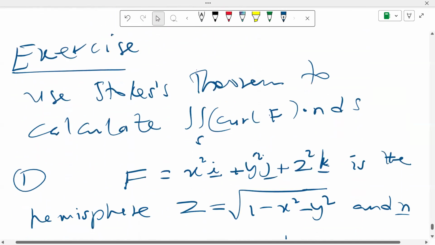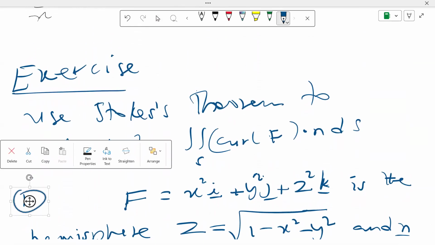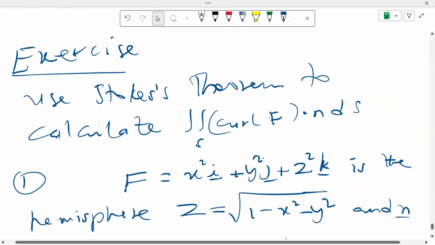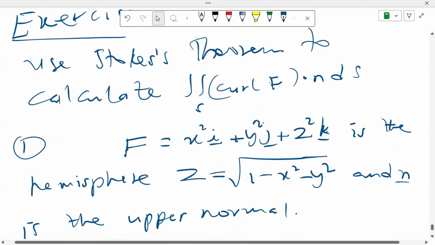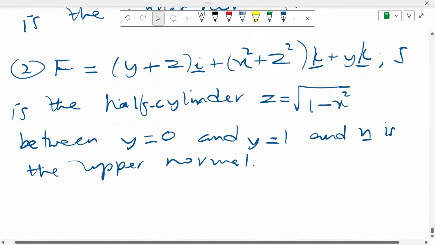All right, so this is the exercise that I want you to also do. Use Stokes' theorem to calculate our expression. So question 1, question 2.